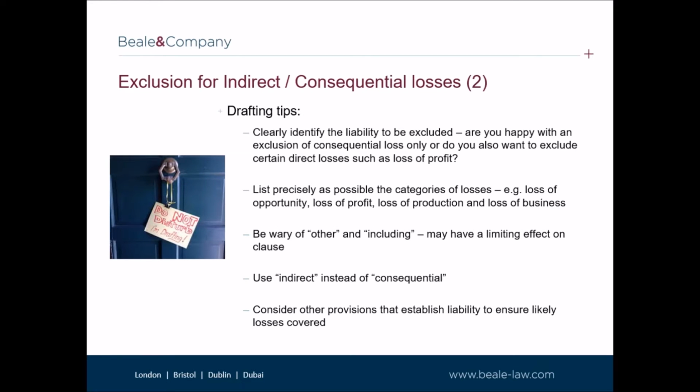In light of these and other cases, there are several points to bear in mind when drafting exclusion clauses. Before you start drafting, clearly identify the liability that you want to exclude. For instance, are you happy with an exclusion of consequential loss only, or do you also want to exclude certain direct losses such as direct loss of profit? Consider as precisely as possible the categories of loss for which you will not be liable, such as loss of opportunity, loss of profit, loss of production, and loss of business. And be wary of words like other and including, which may have a limiting effect on an exclusion clause as demonstrated in one of the earlier cases.